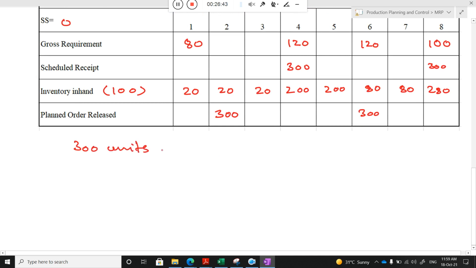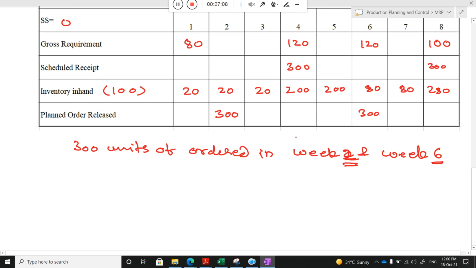units of order in week 2 and week 6. Okay, week 2, and it is actually 2. Okay, week 2 and 6.